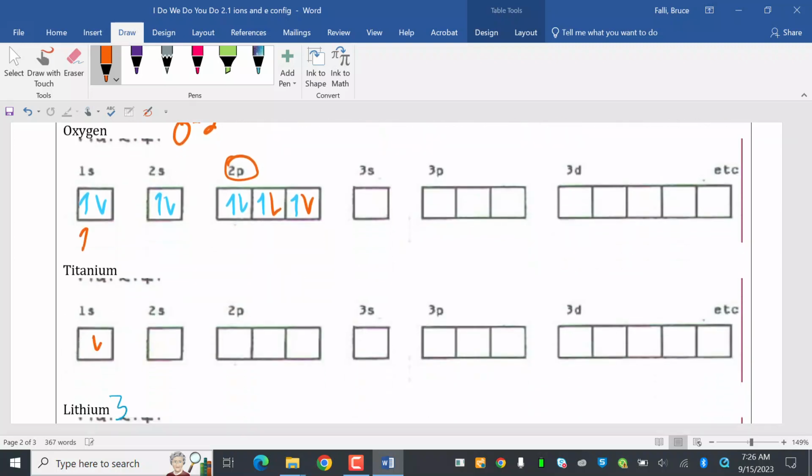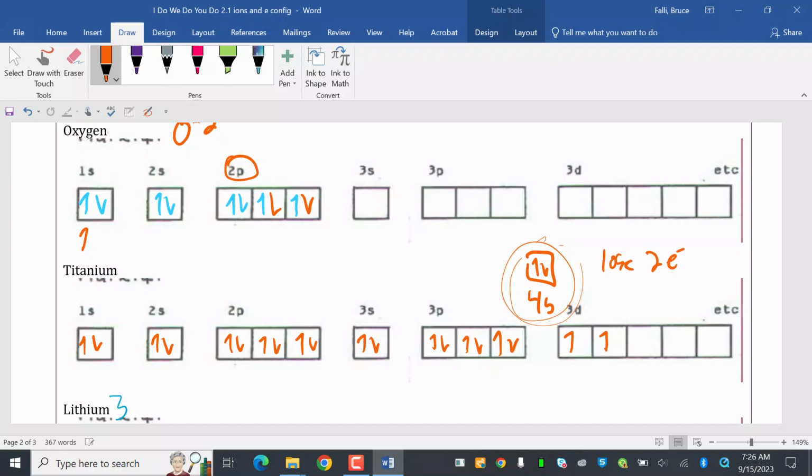Titanium is 1s2, 2s2, 2p6, 3s2, 3p6, 3d. Whoops, I'm missing 4s2. 4s up, down. 3d2. Okay, so that's titanium. Now, titanium, again, wants to be full or empty. So if I want my 4th shell to be empty, I could lose 2 electrons. I would get rid of these. These would go away. And if I did that, I would be Ti +2.